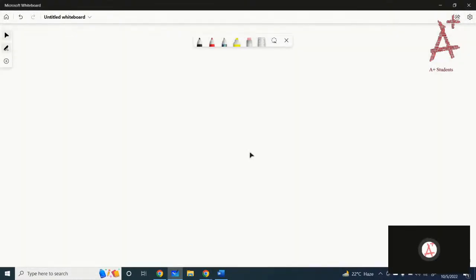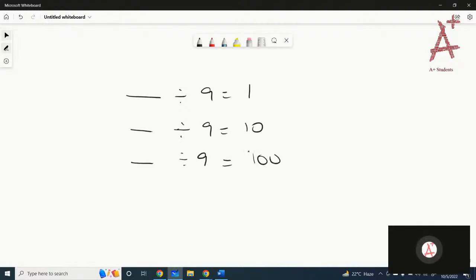Okay, so complete the pattern. Missing number divided by 9 equals 1. Missing number divided by 9 equals 10. Missing number divided by 9 equals 100. And missing number divided by 9 equals 1000. So what number divided by 9 equals 1? 9 divided by 9 equals 1. Got it?